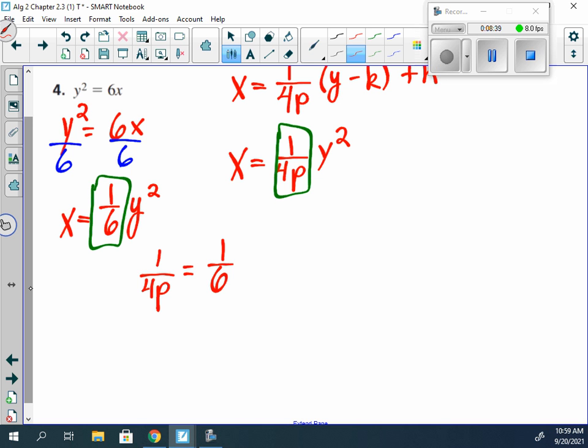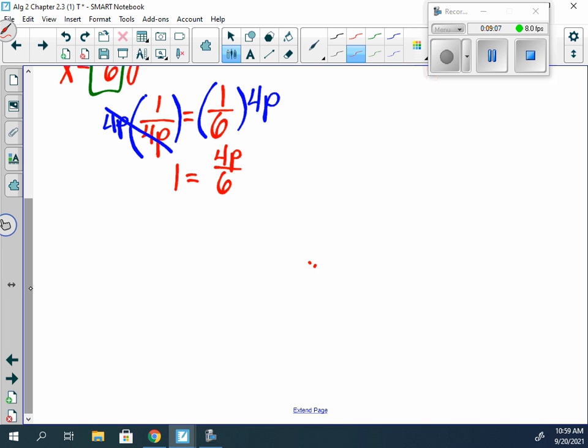Questions on this here? Now, what can we do first to solve for the value p? Multiply both sides by 4p. These will cancel out, telling us that 1 is equal to 4p over 6.